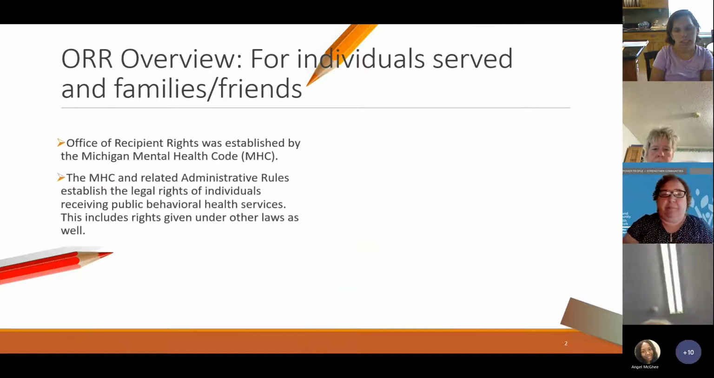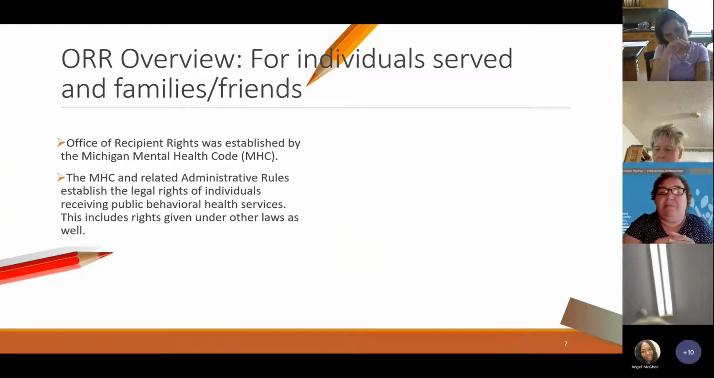So let's get started. First of all, the Office of Recipient Rights, the ORR, is actually required by law. It is established by the Michigan Mental Health Code, which says that we have to operate the Office of Recipient Rights. The Mental Health Code and the administrative rules, which is basically just an interpretation of the law for those of us who are not lawyers, specify pretty specifically how the ORR is supposed to operate.